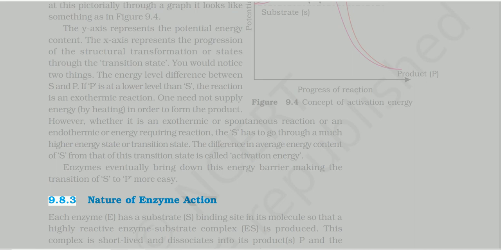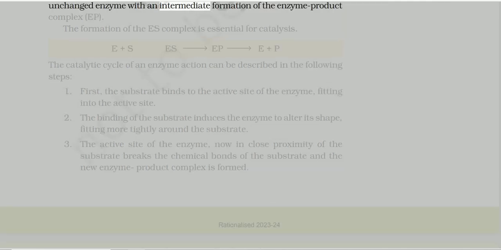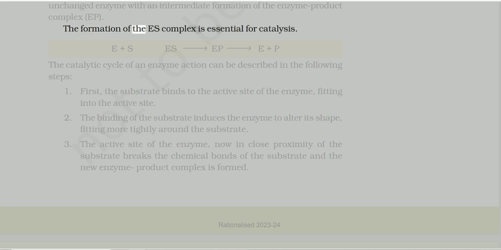9.3 Nature of enzyme action. Each enzyme, E, has a substrate, S, binding site in its molecule so that a highly reactive enzyme-substrate complex, ES, is produced. This complex is short-lived and dissociates into its product, P, and the unchanged enzyme with an intermediate formation of the enzyme-product complex, EP. The formation of the ES complex is essential for catalysis. E plus S gives ES, gives EP, gives E plus P.